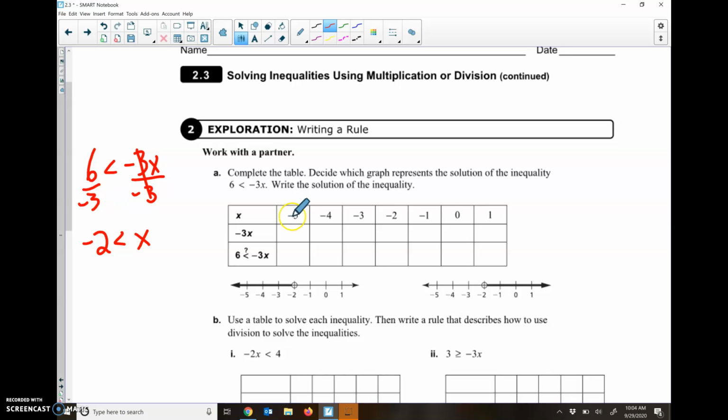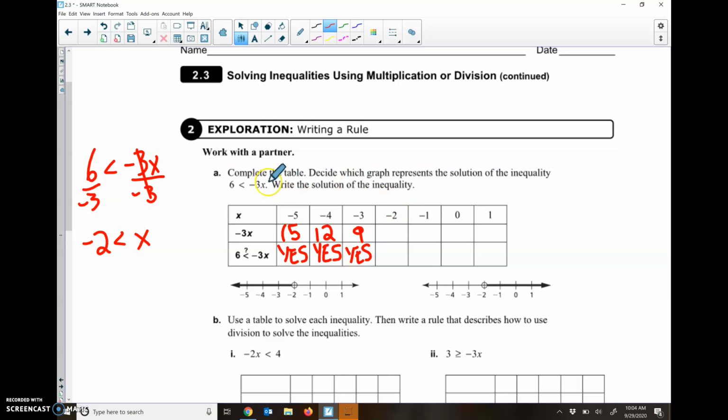So I have -5 here. -3 times -5 is a +15. Is 6 less than 15? Yes, it is, so we're going to put a yes here. Same thing here, I have a -4. -3 times -4 is a +12. 6 is less than 12, so we start off with another yes. -3 times -3 is a +9. 6 is less than 9, so we have another yes.